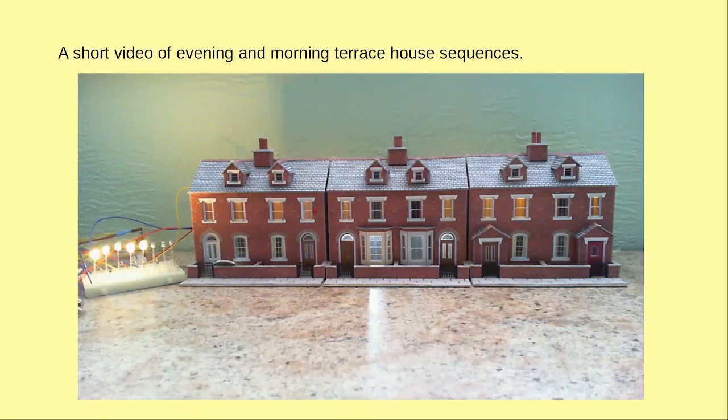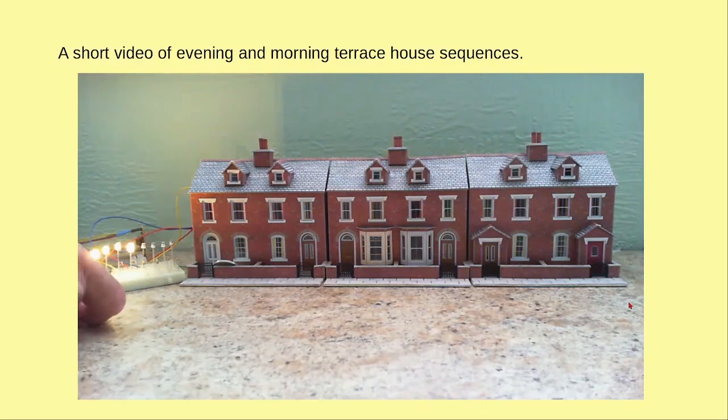The 2 bedrooms here come on together. These are supposedly children going to bed. The living room light goes off. The bedroom light comes on. And then lights go off. All lights go off. And that's the end of the night evening sequence.